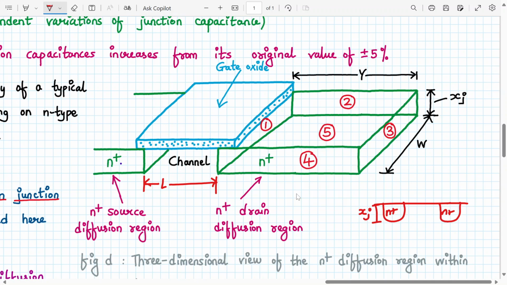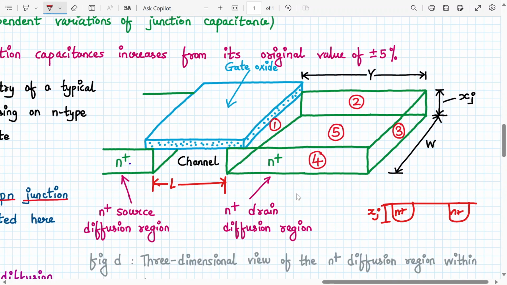What is Y? We have written that initially. What is Y called? This is the length of the diffusion region. The length of the diffusion region is called Y. What is W? W is the channel width. L is my channel length. Y is my diffusion region length. And xj is the depth of the n plus source and drain diffusion regions. Do you understand the geometry here?